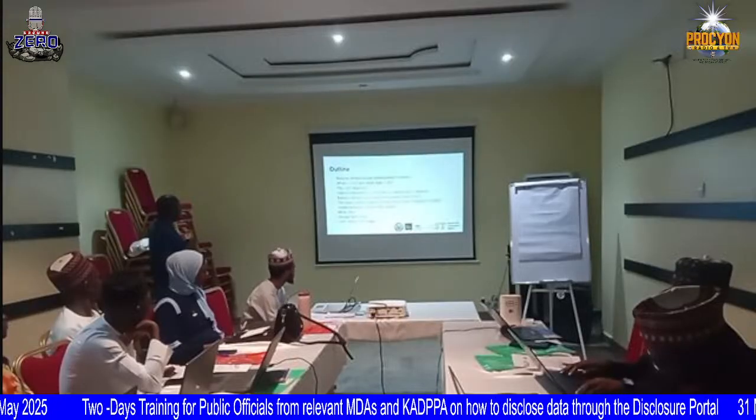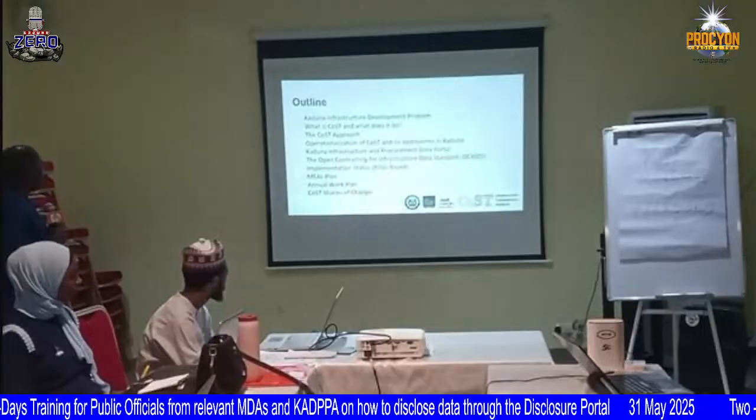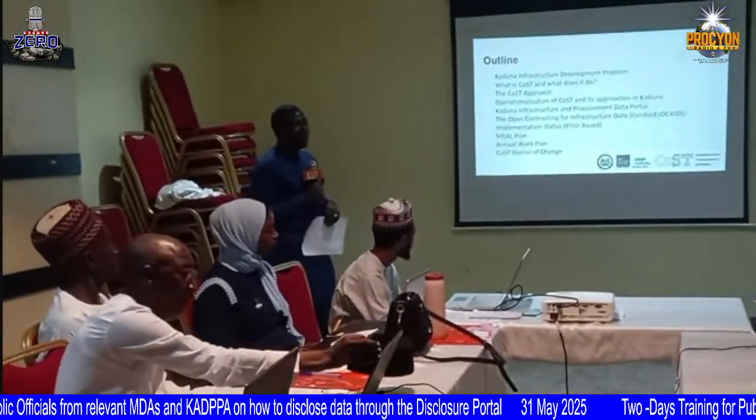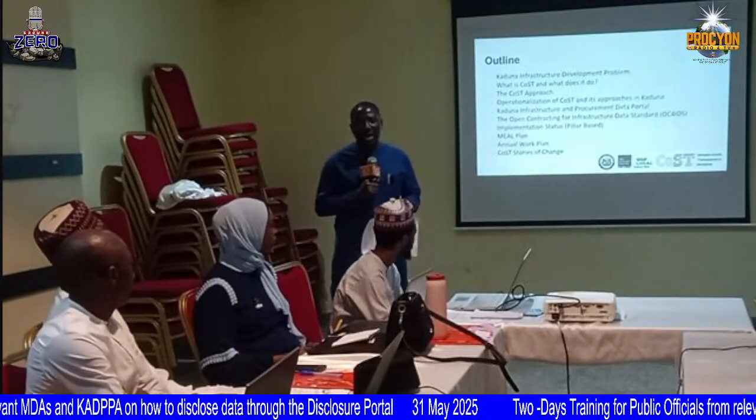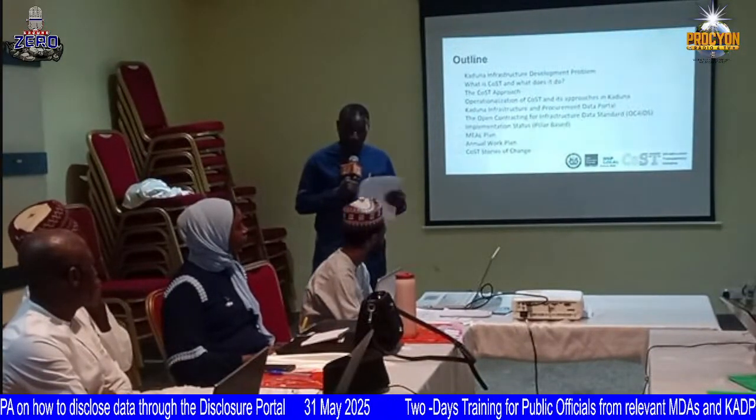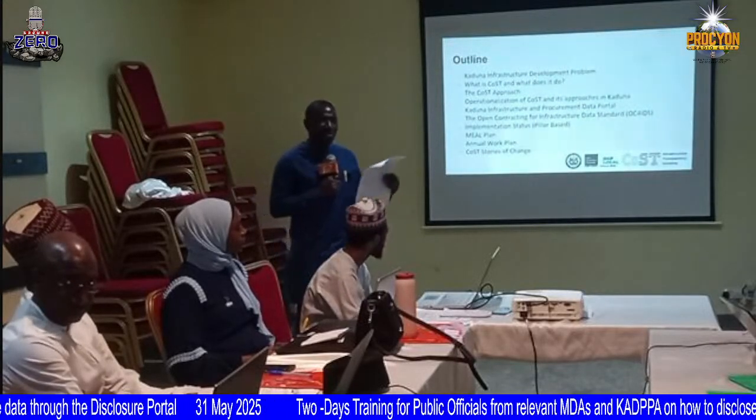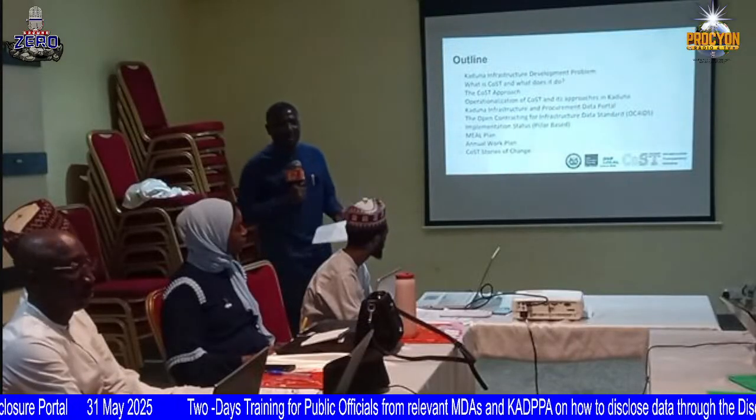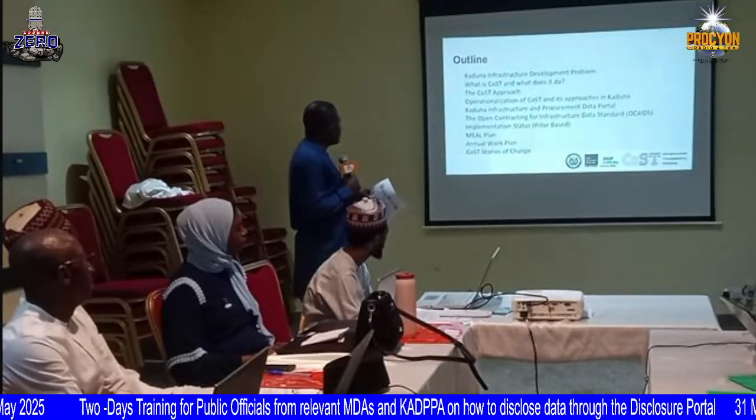Next slide, please. So this is the outline. First we'll be looking at the Kaduna infrastructural development problem, because before you take the move to join any initiative, there has to be a problem. Before we decided to join Open Government Partnership, there was something we wanted to solve. Before we joined CoST, there was a problem and there was something we wanted to solve.